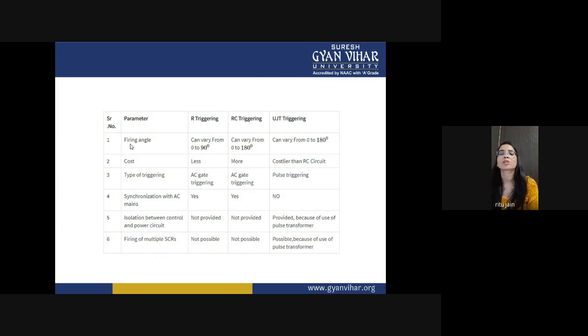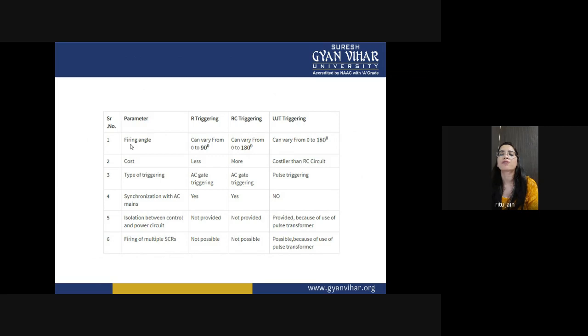Next is your cost. As you know, the semiconductor devices or components you were using in RC triggering are more than in R triggering, so it will affect the cost of your triggering circuit of your SCR. So R triggering has less cost as compared to RC triggering.